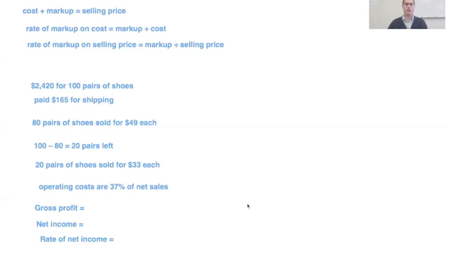Okay, so let's do this. First thing we're going to do is find the gross profit. Gross profit is going to be the total amount of money received for the shoes minus the cost of the shoes, the total cost. So the total cost of all the shoes is going to be $420. There we go. Make sure I got that.